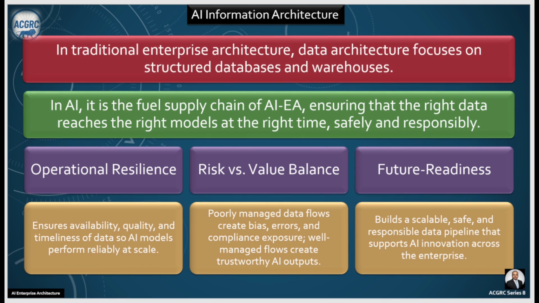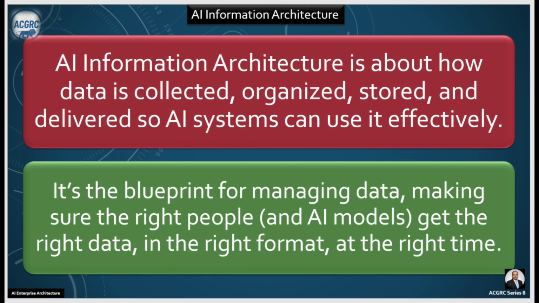From a future readiness perspective, it builds a scalable, safe, and responsible data pipeline that supports AI innovation across the enterprise. AI information architecture is about how data is collected, organized, stored, and delivered so the AI system can use it effectively. In short, it's the blueprint for managing data, making sure the right people get the right data in the right format and at the right time.